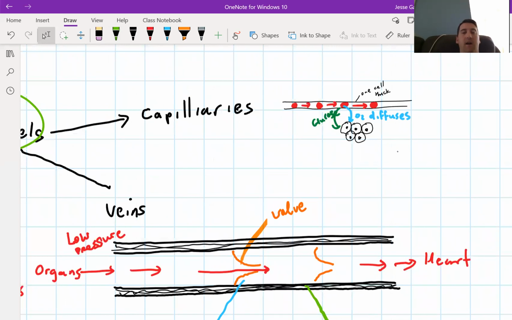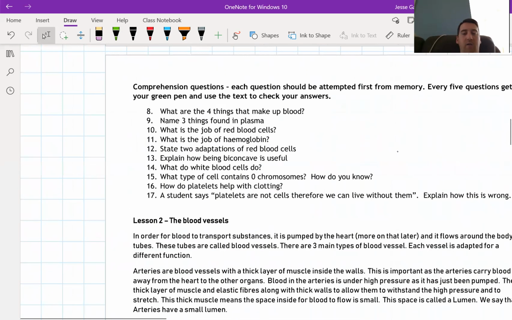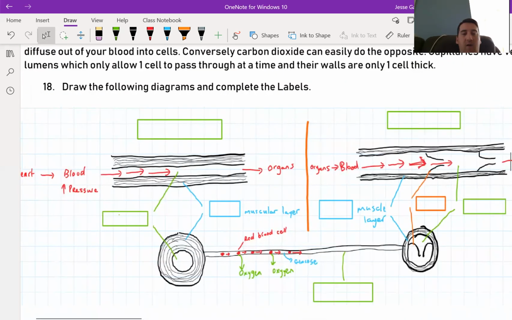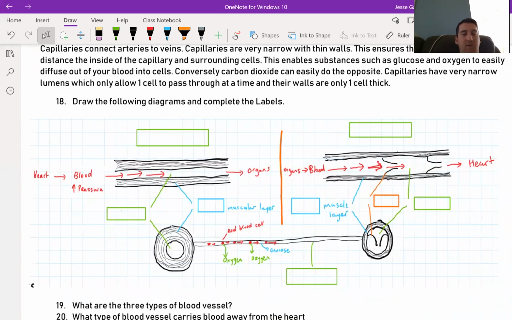Excellent. Now, what I want you to do is put away all your notes, take out your practice copy, and we are going to do this again. From memory, I want you to practice drawing out this diagram and labeling all the parts completely from memory. I don't want you to look at your notes whatsoever. So pause the video and do question 18 now. Draw the following diagrams and label each part.